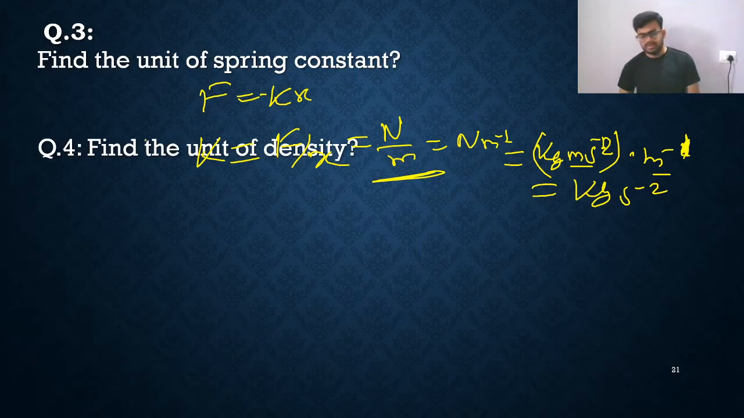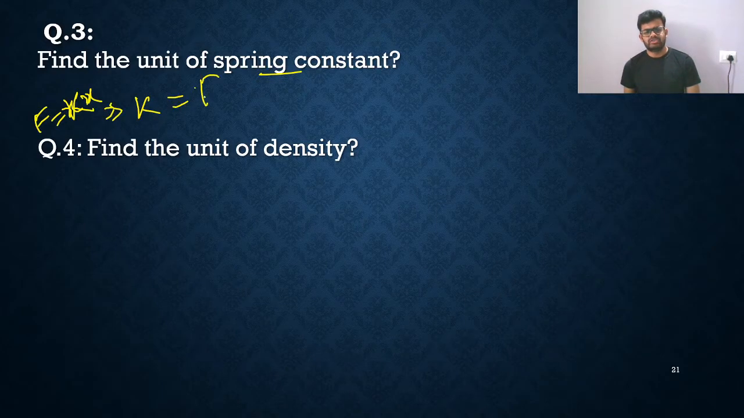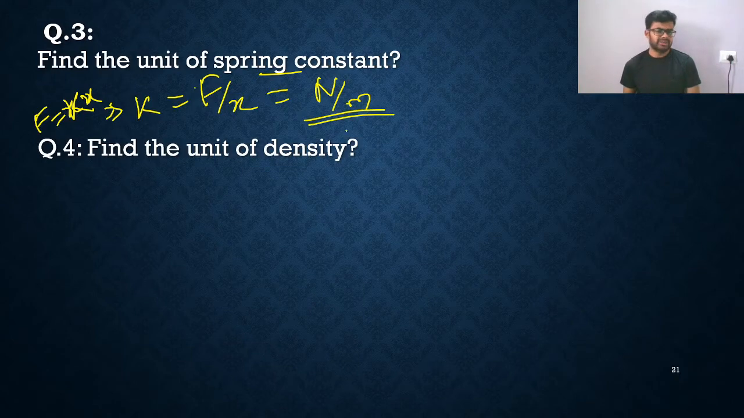Next, I will talk about finding the unit of spring constant. Simply speaking, F is equal to kx, so you will write K is equal to F by x, that is Newton per meter. Okay, Newton per meter, that's all.